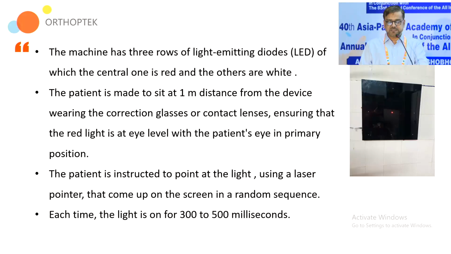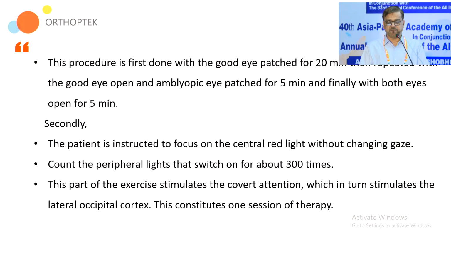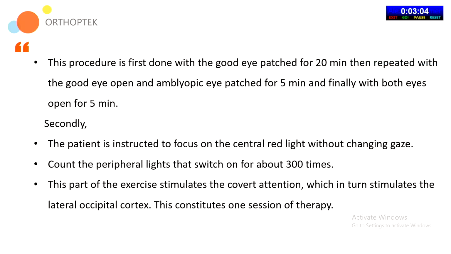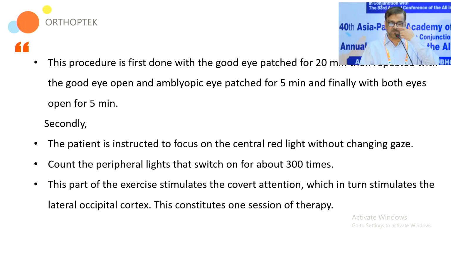The patient is instructed to point at the light using a laser pointer as it comes up on the screen in random sequence. Each time the light is on for 300 to 500 milliseconds. This procedure is first done with the good eye patched for 20 minutes, then repeated with the good eye open and the amblyopic eye patched for 5 minutes, and finally with both eyes open for 5 minutes. So one session consists of 30 minutes.